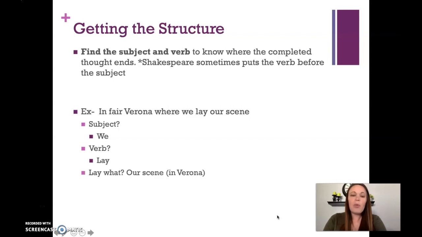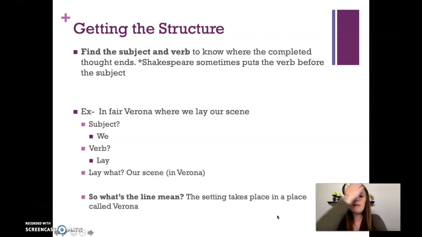So we lay. What is being laid? The scene, like I just said. And so what's the line mean? It means that the setting is taking place in a place called Verona. Okay, so normally we would say we lay our scene in fair Verona, or we set the scene in fair Verona, but he words it a little bit differently. So you just kind of have to make sure that you're getting the overall understanding of it rather than focusing on word by word. So in fair Verona, where we lay our scene, again, we're setting the scene in fair Verona.